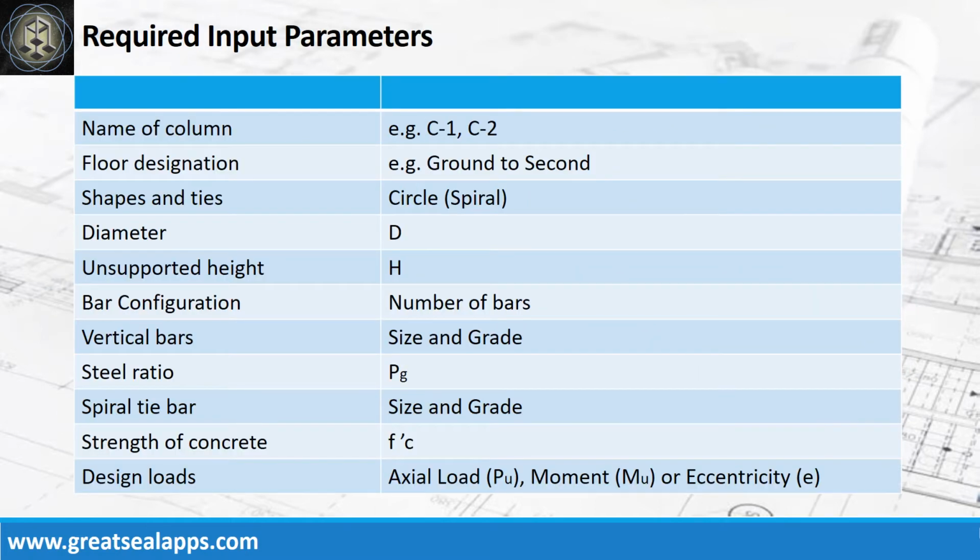Enumerate input parameters required. Name of column like C1, C2, floor designation like ground to second, shapes and ties, diameter of column, unsupported height, bar configuration, vertical bars with size and grade, steel ratio, spiral tie bars with size and grade, strength of concrete, and design loads.